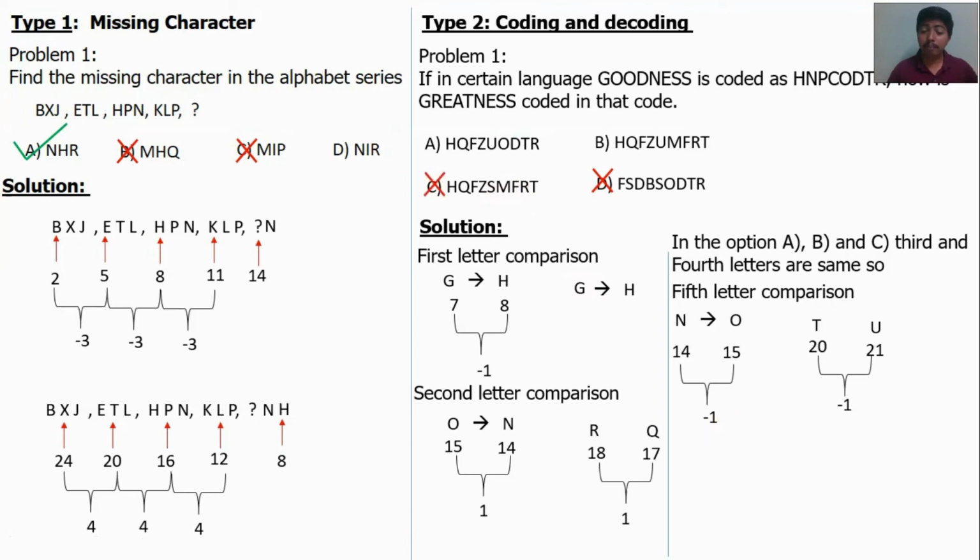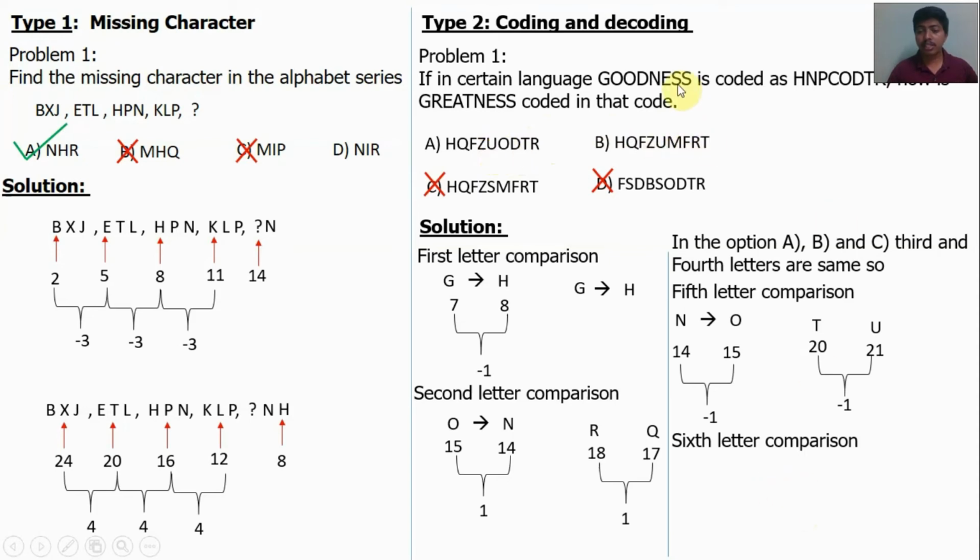We may compare the third letter and the fourth letter, but it will take some time. We cannot eliminate the options because all the options A, B, C have the same character. Sixth letter comparison: if we compare the sixth letter, we can eliminate option A or B, because in option A the sixth letter is O and in option B the sixth letter is M.